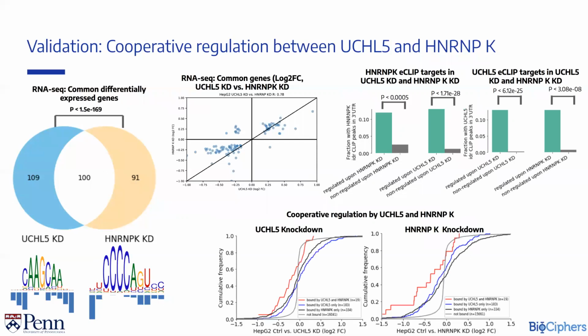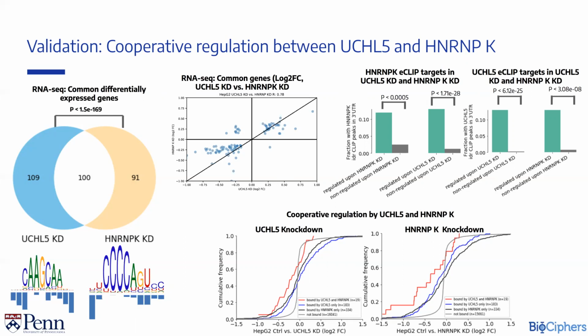To show cooperative regulation by these two RBPs, we show magnitude of altered expression upon either knockdown in direct or indirect targets of these RBPs. Therefore, on x-axis, we show log2 fold change between control and UCHL5 knockdown on left and HNRNPK knockdown on right. And on y-axis, we show CDF showing cumulative frequency of genes till that log2 fold change threshold.